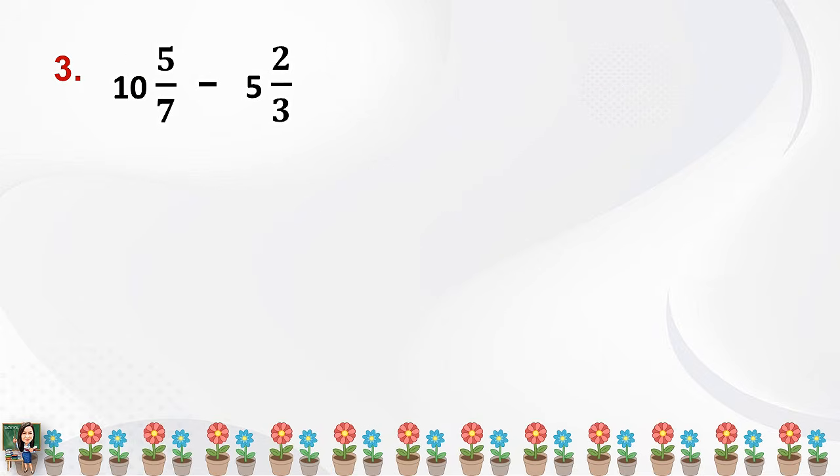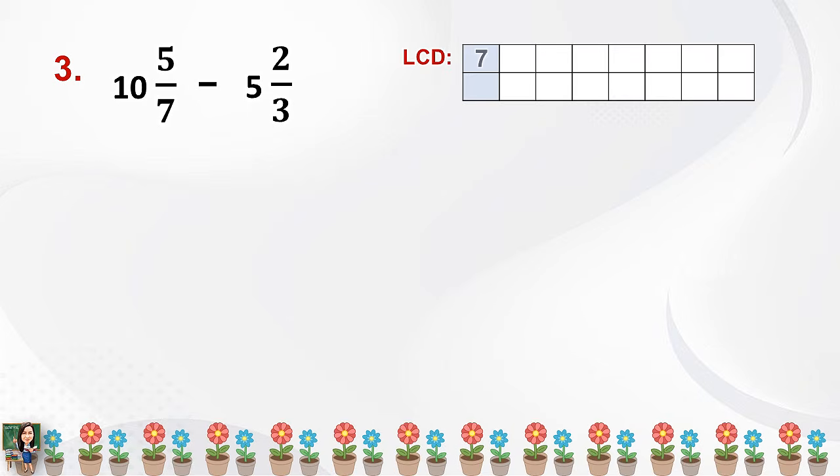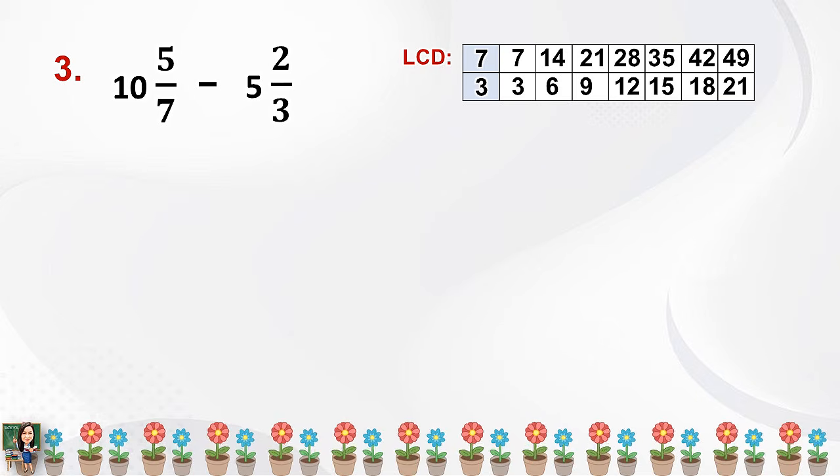Number 3. 10 and 5 sevenths minus 5 and 2 thirds. First, get the LCD of 7 and 3. So these are the multiples of 7 and these are the multiples of 3. So we have now the least common denominator, which is 21. 21 is the third multiple of 7. 21 is the seventh multiple of 3. Now copy the LCD. Then we will multiply.